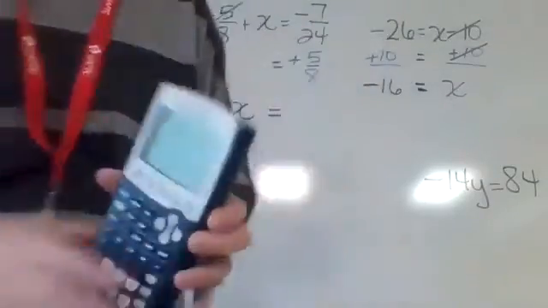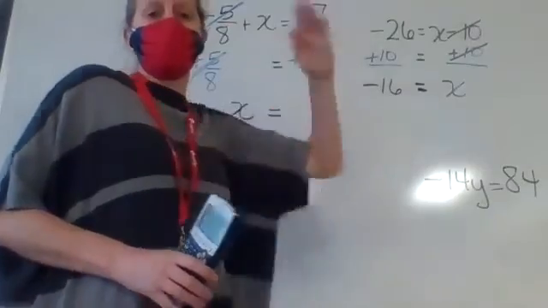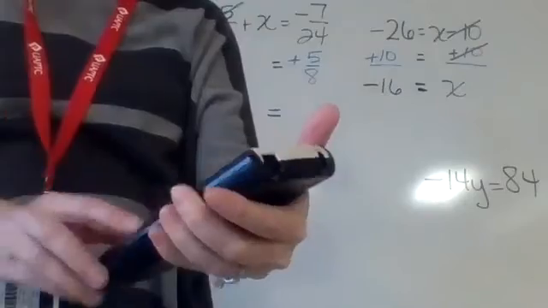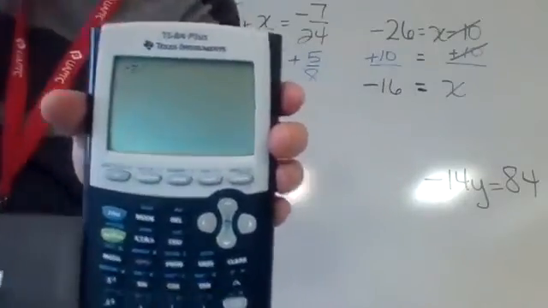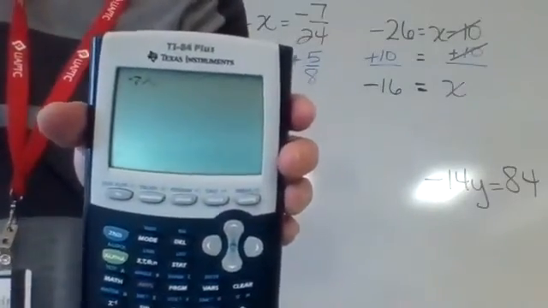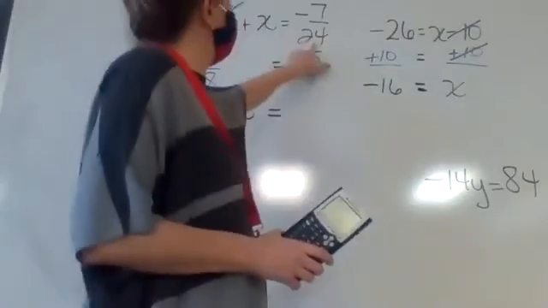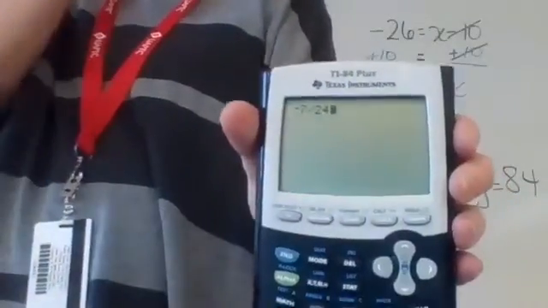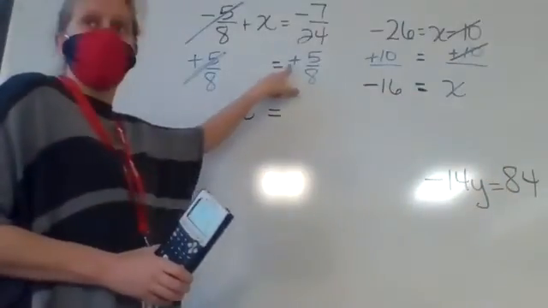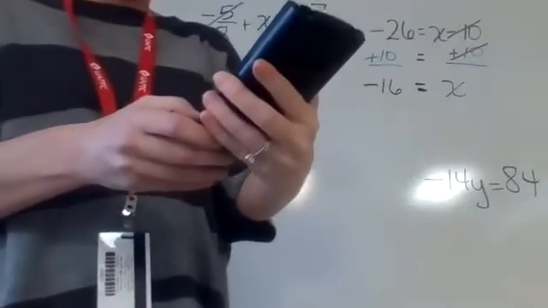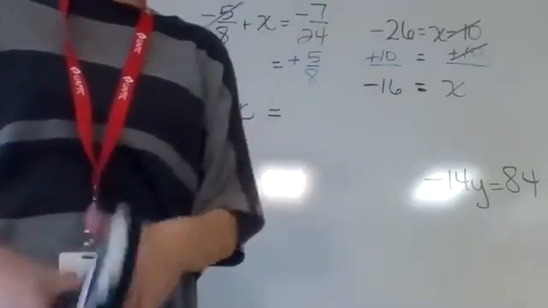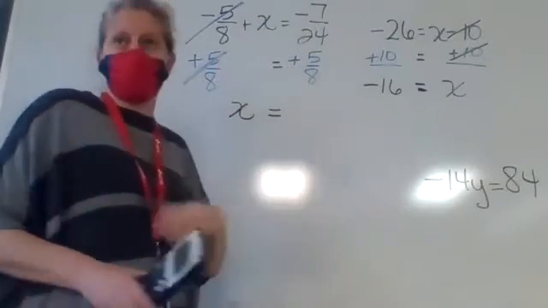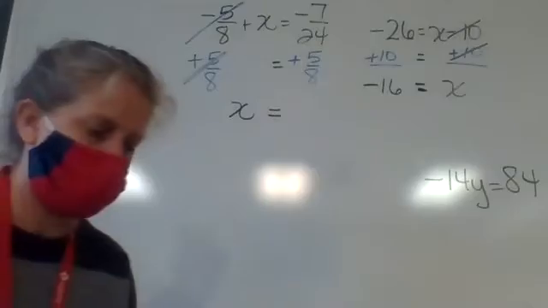Negative 7. The way you make this fraction bar is your division button. Your division button will give you a bar that looks like this. So hit the divided by symbol, because that's what a fraction bar means: the top divided by the bottom. So negative 7 divided by, what do I need to put in the denominator? 24. Okay, so there's negative 7/24. Now what do I need to tell it? Plus 5/8. How do I make 5/8? 5 divided by 8.